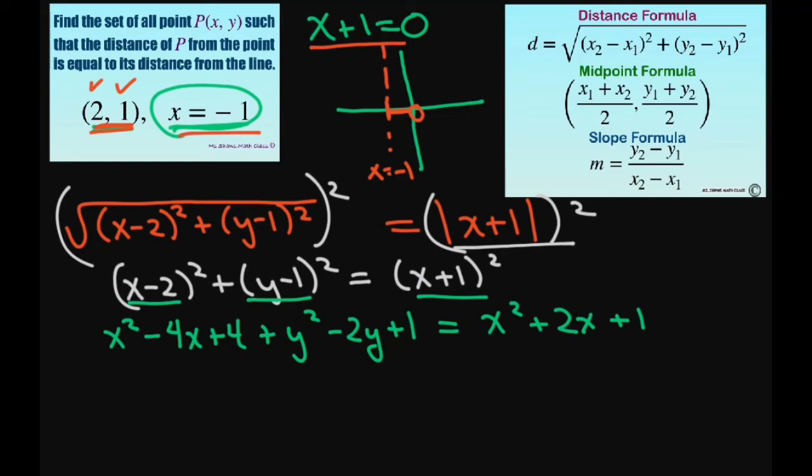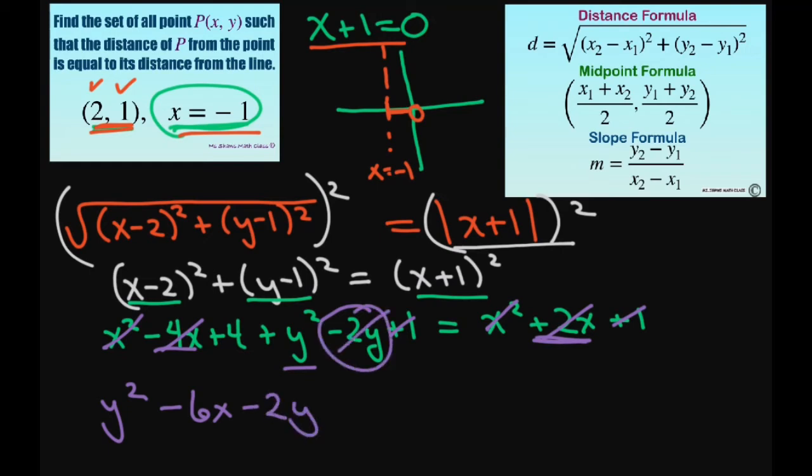So let's see what happens. The X squares are going to cancel. We still have this Y squared. Let's write that down. The 1's are going to cancel. So let's see about the X's. We have negative 4X, and if you subtract 2X, it's going to be negative 6X. All right, and then what about the Y? We just have this one Y here, so minus 2Y. And then all we have left is plus 4, equals 0.